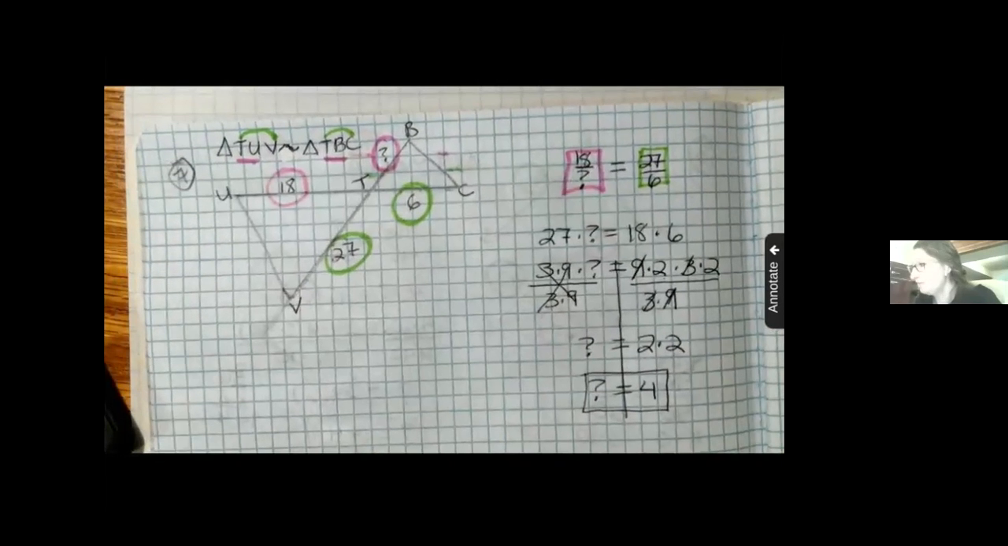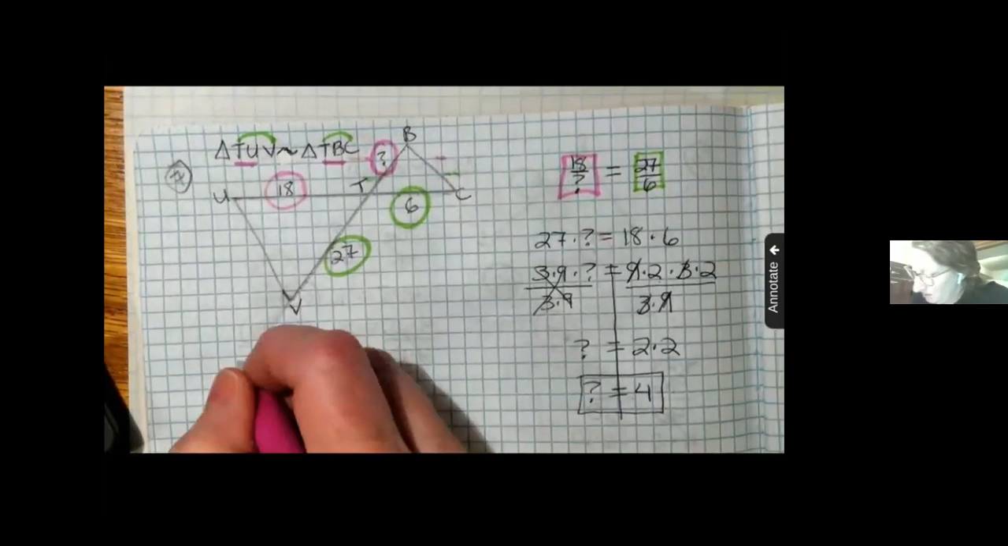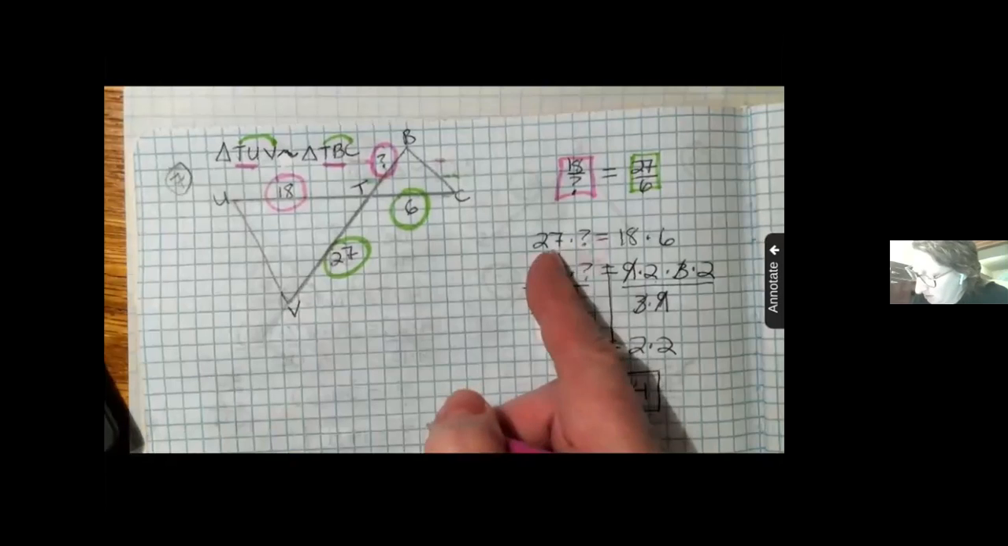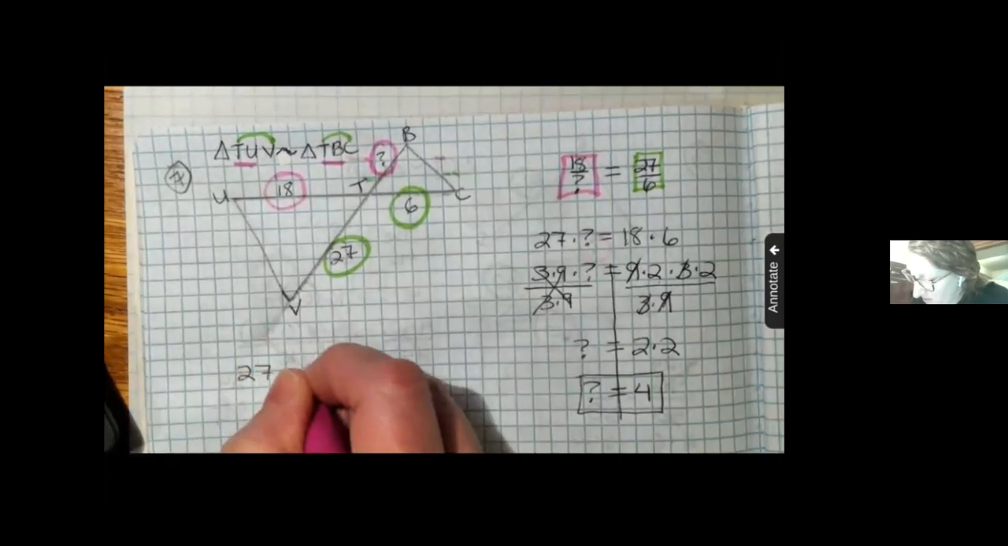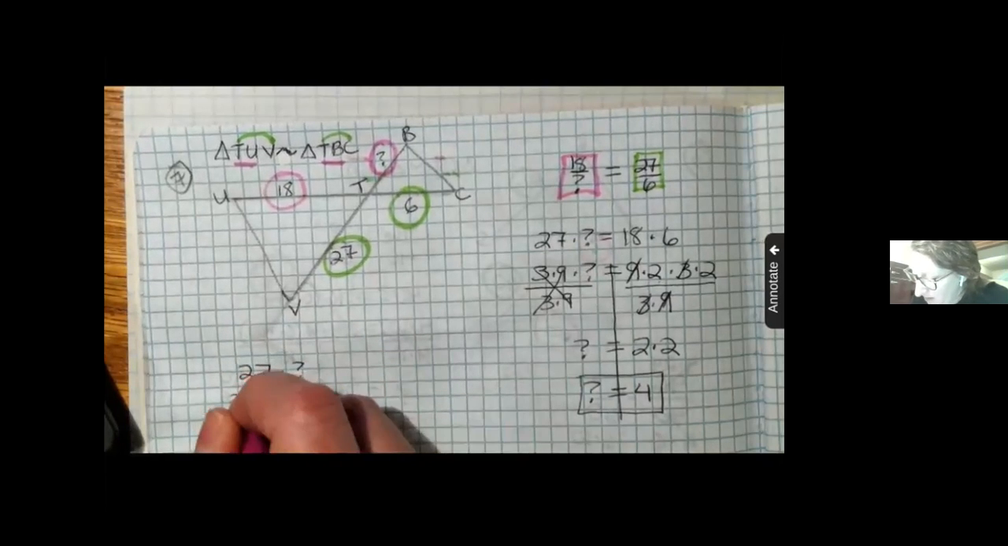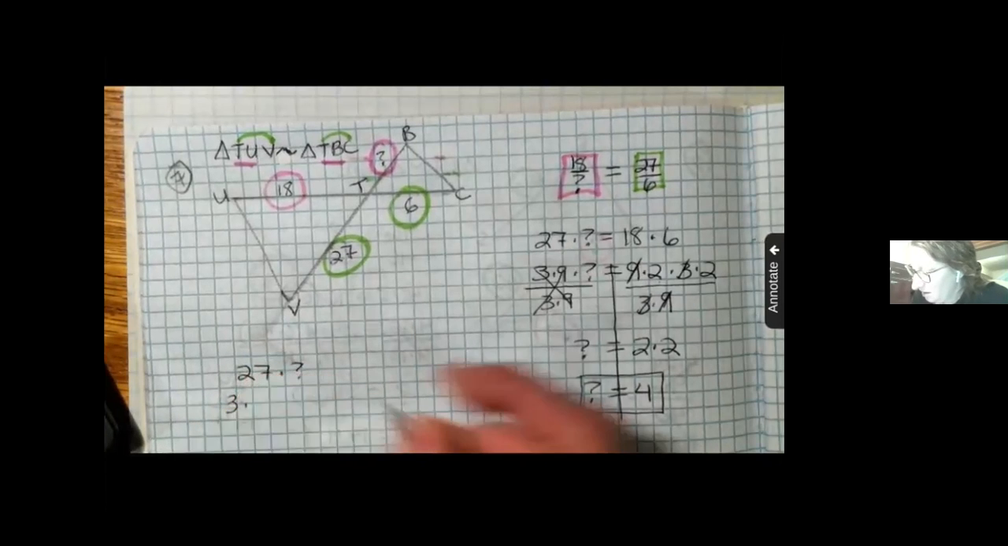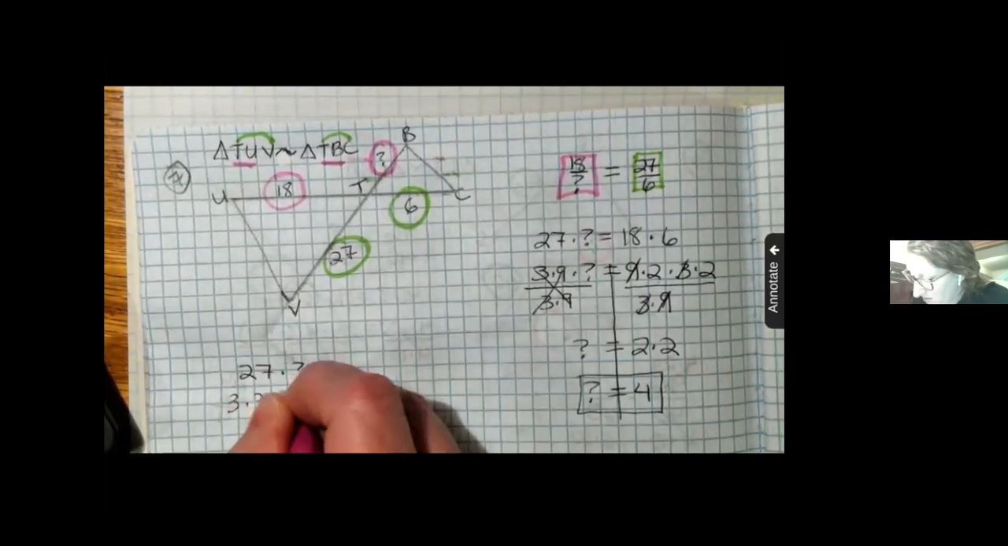Now, I'm going to attempt this, but don't make fun of me. So if Mr. Rivas were doing this, he would say that 27, I'm just going to bring it over here, times the question mark, is 3 times 9, which is 3 times 3. Oh gosh.